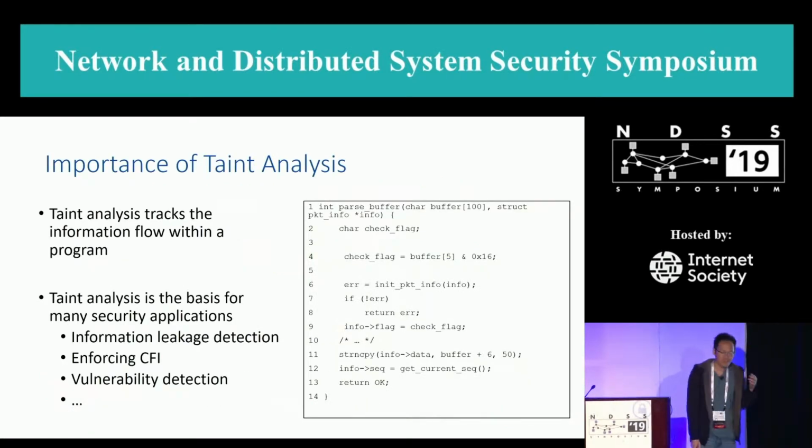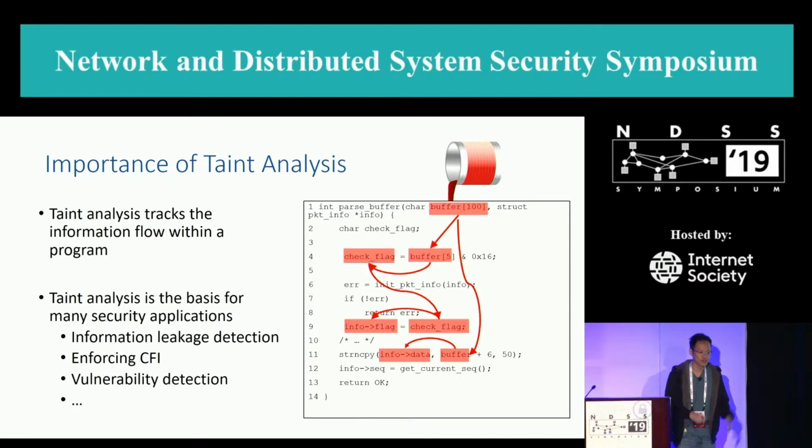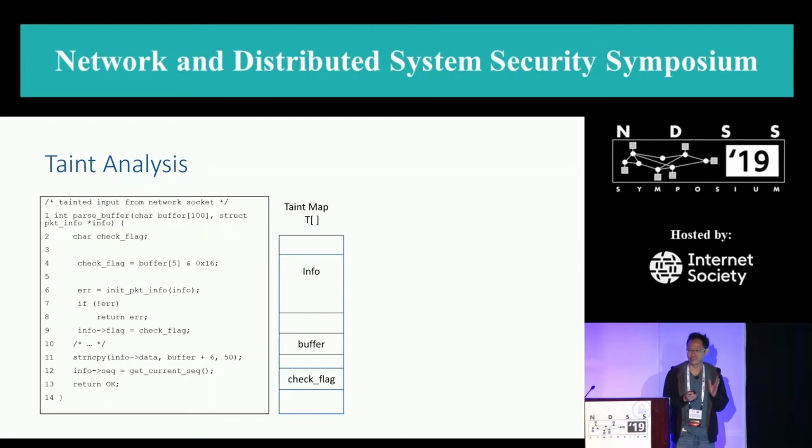Taint analysis, since its introduction probably decades ago, has been a mainstay in computer security. It has a wide range of applications, from vulnerability detection to enforcing defenses. Taint analysis allows us to track information flow within a program for a particular variable. So how do we usually do this?